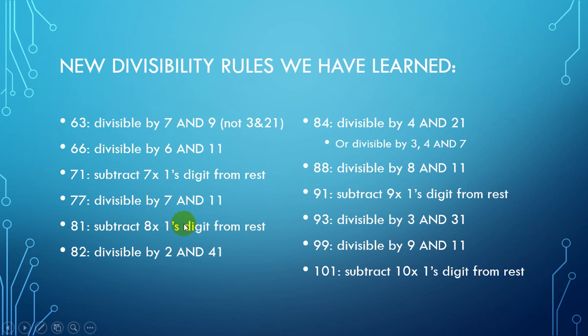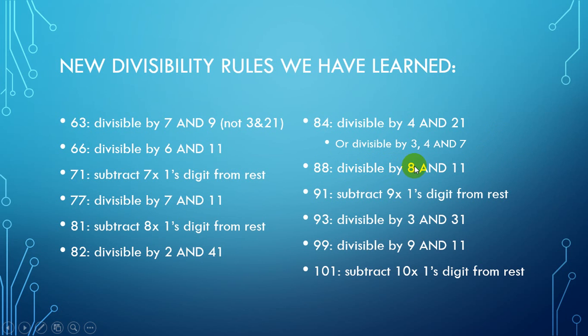81, subtract 8 times the ones digit from the rest. 82 now, that's divisible by 2 and 41, so even and divisible by 41. 84, we went over that last time. You can use 4 and 21 since their LCM is 84, or you could stick to the method I showed you before of testing for divisibility by 3, 4, and 7. Notice 3 and 7 makes 21 and 4, so it really doesn't matter.